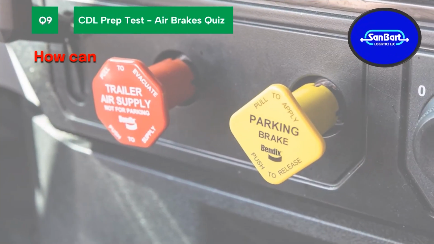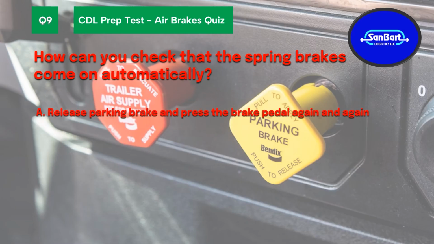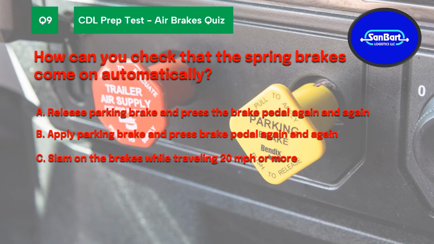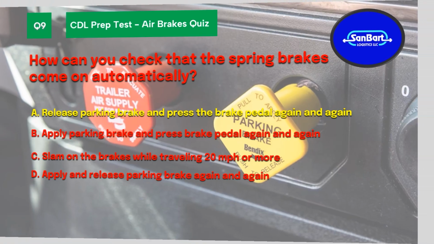Question 9. How can you check that the spring brakes come on automatically? A. Release parking brake and press the brake pedal again and again. B. Apply parking brake and press brake pedal again and again. C. Slam on the brakes while traveling 20 miles per hour or more. D. Apply and release parking brake again and again. The correct answer is A. Release parking brake and press the brake pedal again and again.